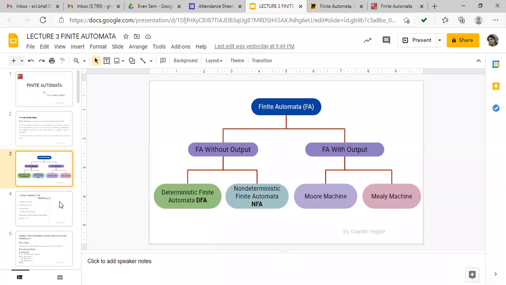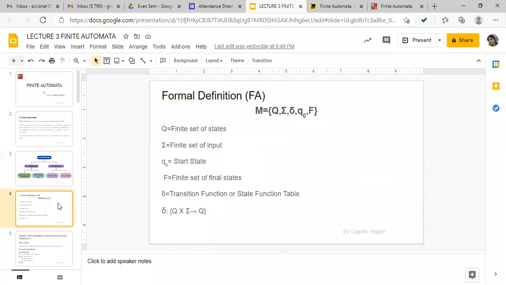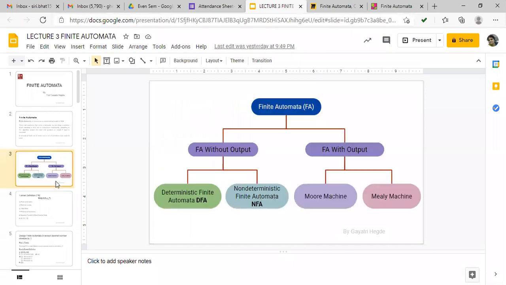Then we saw what the formal definition of finite automata is. Can you give me the formal definition, students? M is equal to what? What are the five tuples that define finite automata? Start state, very good. It is denoted with Q0. What else?